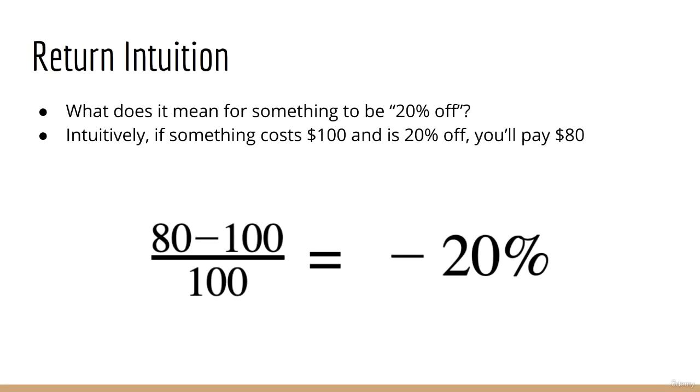Now, just for some intuition, this is the same formula you would use when you want to calculate a sale. So for example, what does it mean when we say something is 20% off? Intuitively, you know that if something costs $100 and it's 20% off, then you'll pay $80. But we can also calculate this another way. Take 80, subtract 100, and divide by 100. That's minus 20%. In other words, the price you pay is 20% less than the original price. So to summarize, when financial engineers do quote-unquote stock prediction, they are usually looking at some form of return, not actual prices.